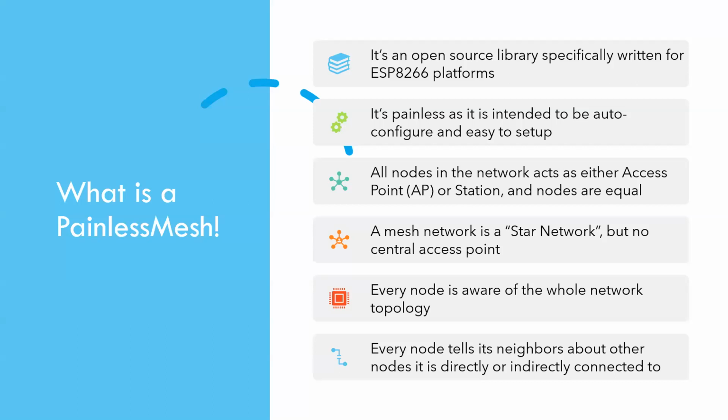Every node can be either an access point, or let's say the router, or a station, or, as you remember from the past workshop, we called them server and client. Every node can be either server or client. All of this is going to be handled by the painless mesh library. We are not going to do all of this. The mesh network is actually a star network, but with no central access point. Every node is aware of the whole network topology. Every node is going to tell the other nodes about the nodes that are directly or indirectly connected to it.